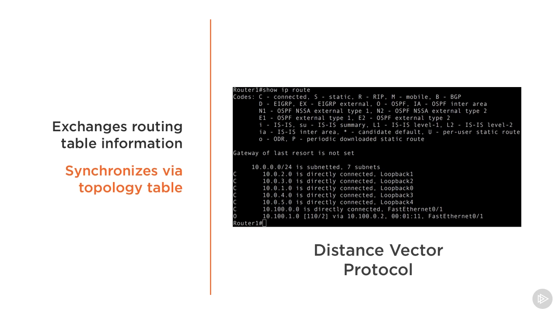This is unlike OSPF, where OSPF uses the link state database and link states to tell its neighbors what the state of each link is. So we're exchanging that link state information in OSPF. Here we're exchanging routing table information, which is effectively why we're calling this a distance vector protocol.